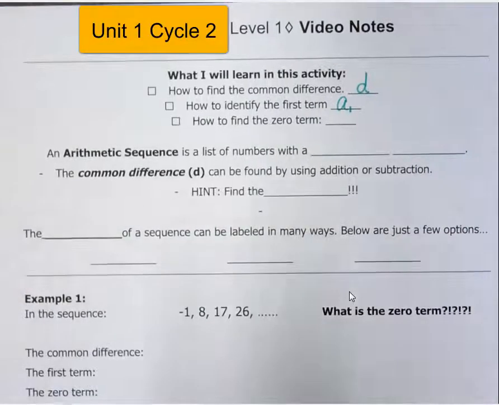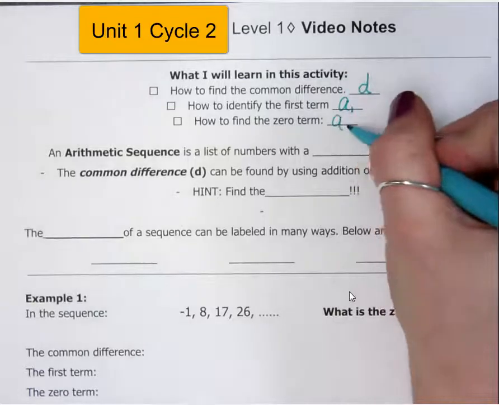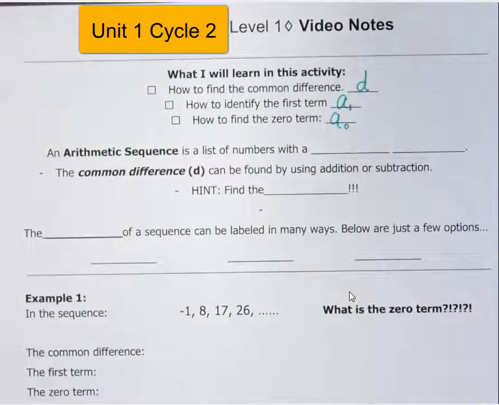And so the zero term would then be A sub 0. A sub 0. All right, it's kind of like having an exponent, but instead of being at the top, it's at the bottom, and we say sub.